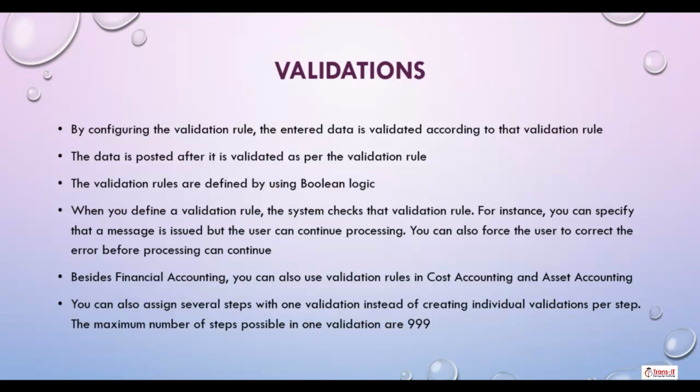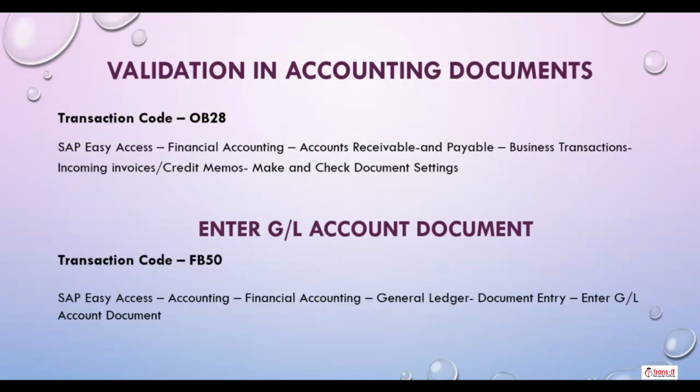Besides financial accounting, you can also use validation rules in cost accounting and assets accounting. You can also assign several steps with one validation instead of creating individual validations per step. The maximum number of steps possible in one validation is 999.